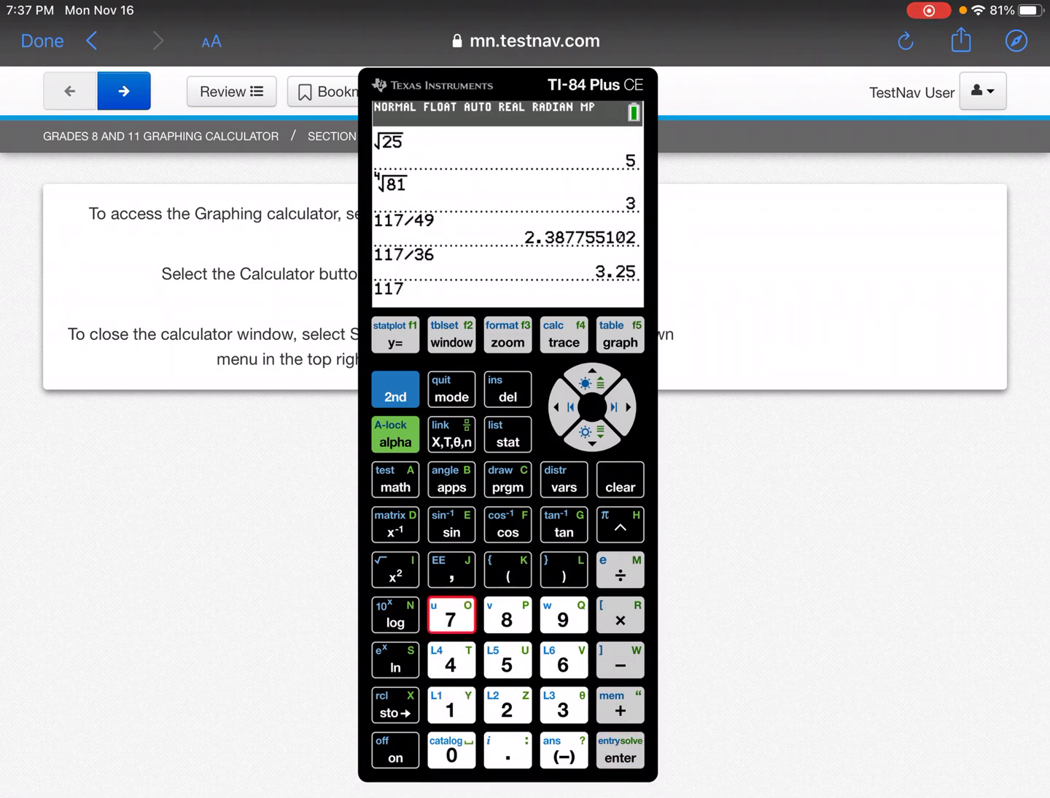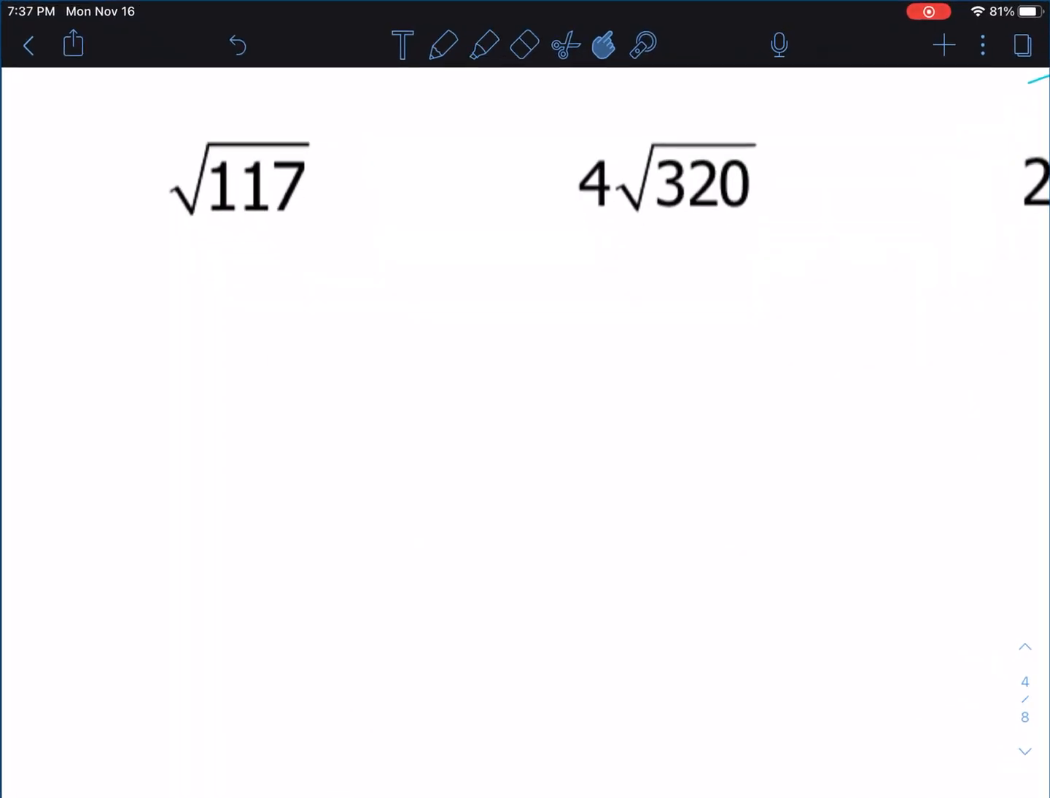Okay, 117 divided by 25, no. 117 divided by 16, nope. 117 divided by 9, yup, 13. Okay, so it's 13 times 9. So here's how you'll do that.